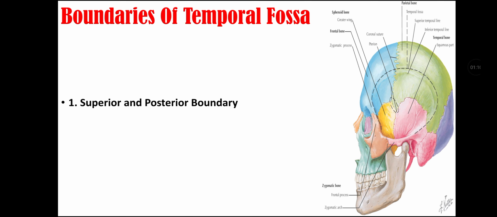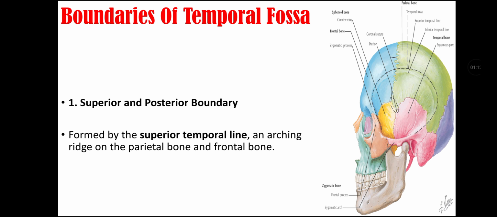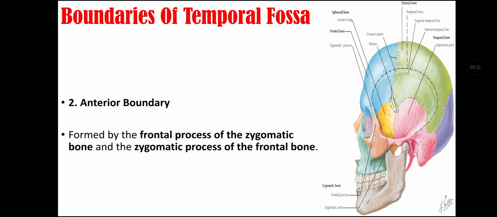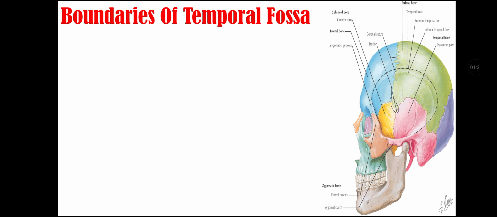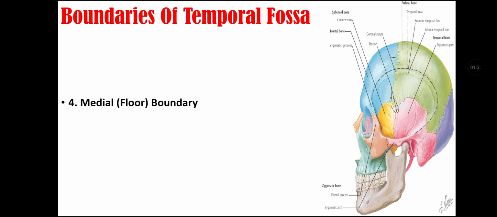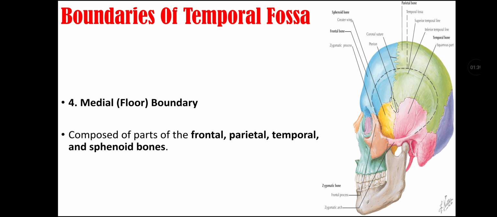So first boundary of temporal fossa is superior and posterior boundary. This boundary is formed by superior temporal line, that is an arching ridge on the parietal bone and frontal bone. Next boundary is anterior boundary, that is formed by frontal process of zygomatic bone and zygomatic process of frontal bone. Next boundary is inferior boundary, that is formed by zygomatic arch, which separates it from the infratemporal fossa. Next boundary is medial boundary, that is also called as floor. It is composed of parts of frontal bone, parietal bone, temporal bone, and sphenoid bone.